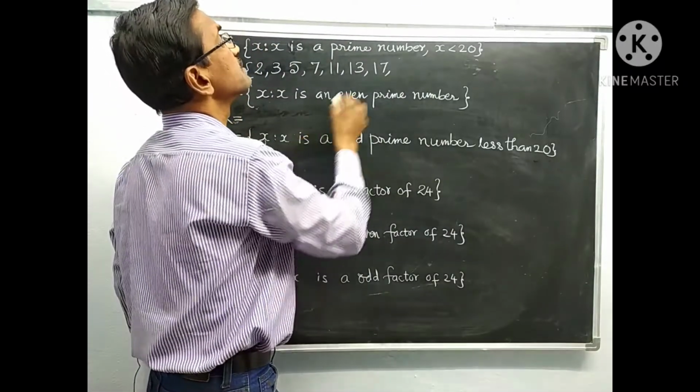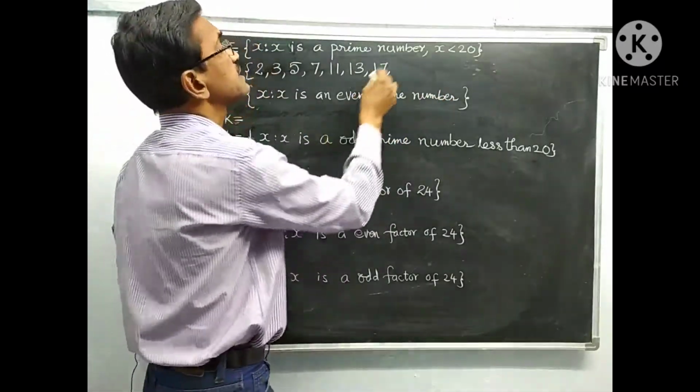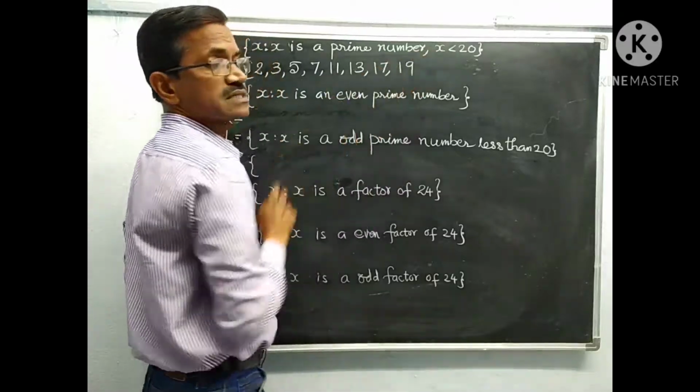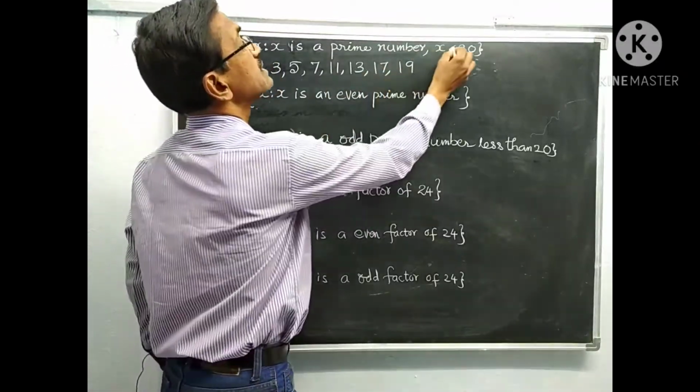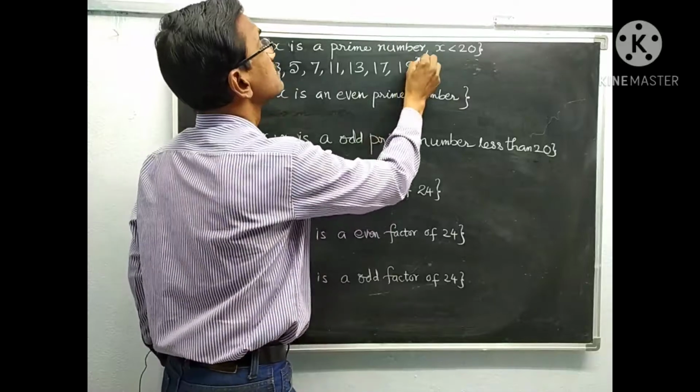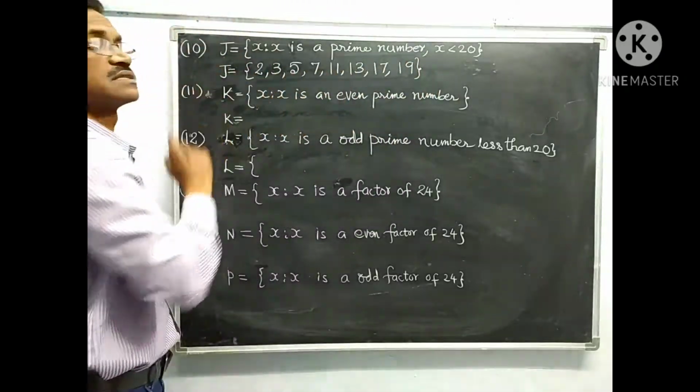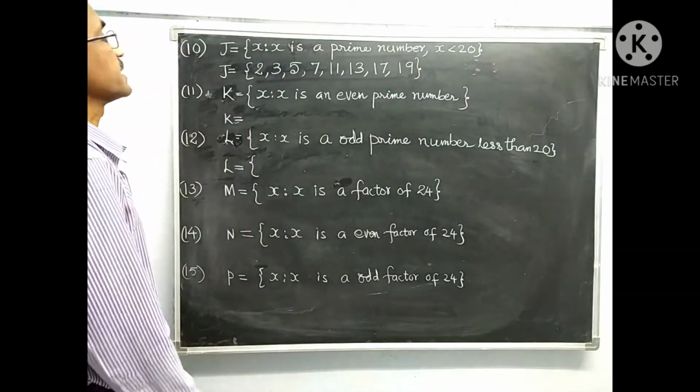2, 9, 18. Next, 19 is not divisible by other numbers. Up to 19 we have to write, only because it is less than 20. So these are the prime numbers which are less than 20.